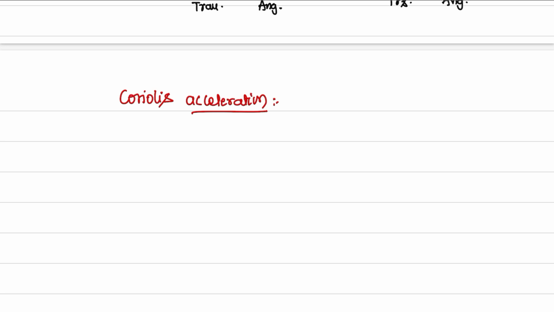That is denoted by 2 into dr by dt into d theta by dt. If you are comfortable with this type of notation, dr by dt, that is velocity with respect to change in the displacement, into the rate of change of angular displacement.